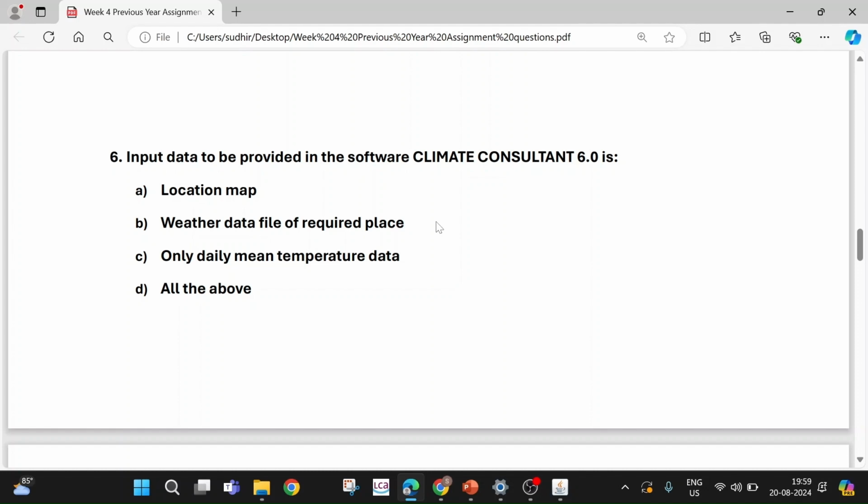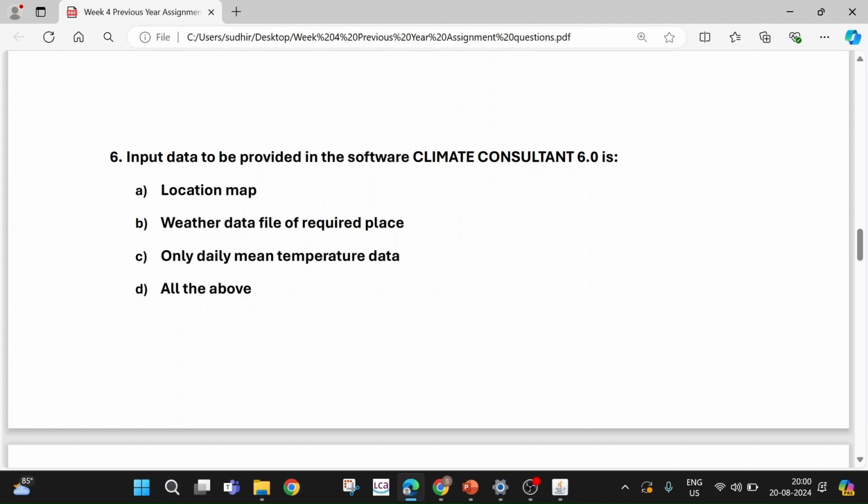So for this particular question, all of the above will be the right answer. Whenever you are going through the software Climate Consultant 6.0, you will note that it takes into account the location of the map, the weather data file of the required place, as well as all the other information related to the temperature, daily mean temperature data or the humidity ratio, all the above. So for question number 6, all the above will be the right answer. Is that clear? How can you provide this daily mean temperature?